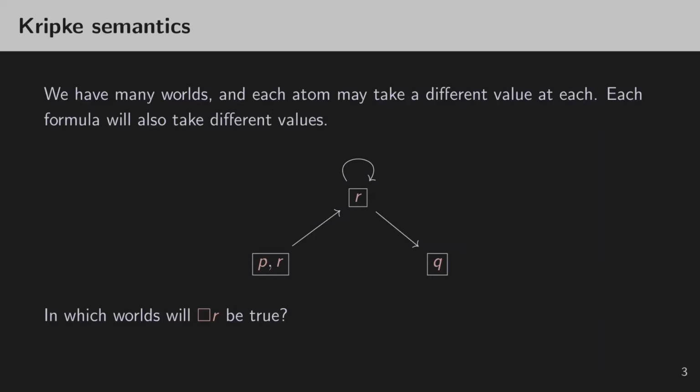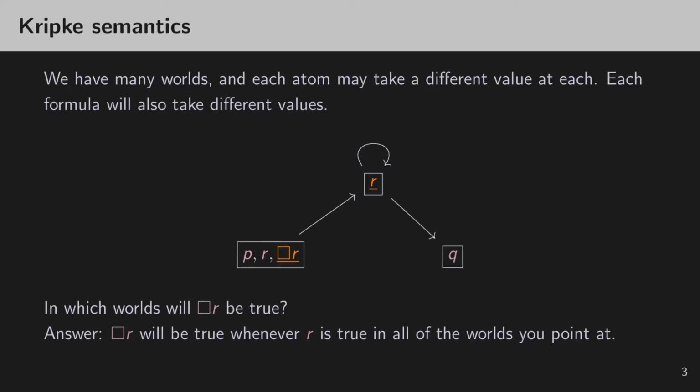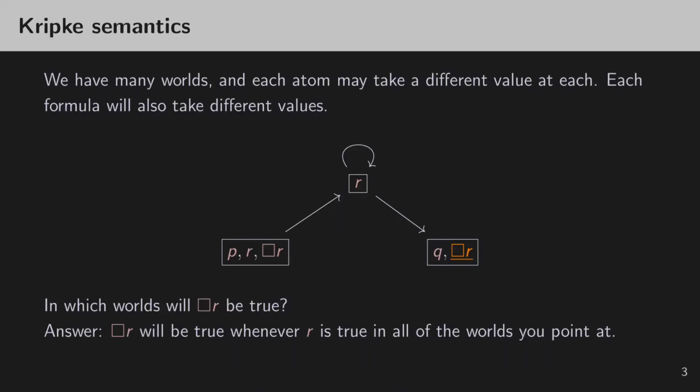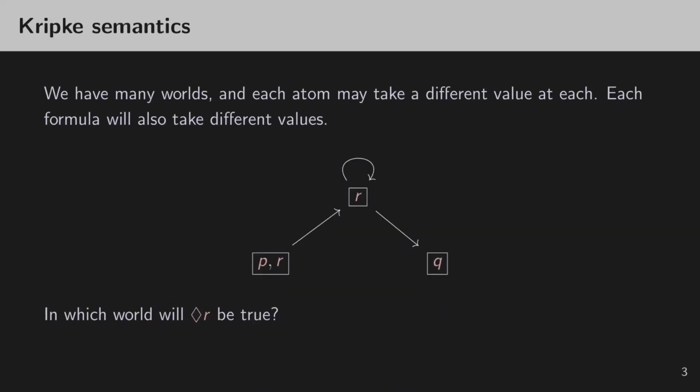Well, the answer is that box R will be true in a world if R is true in all of the worlds it points at. So, for example, since R is true in the second world, and it's the only world that the first world points at, then box R will be true in the first world. Furthermore, since the world on the right doesn't point at any worlds, it vacuously satisfies the condition that R is true in all the worlds it points at, so box R is also true there, and indeed, so is box of any proposition. Now, what about diamond R?